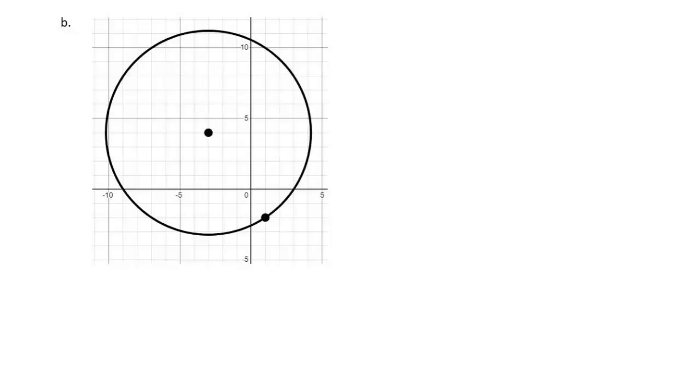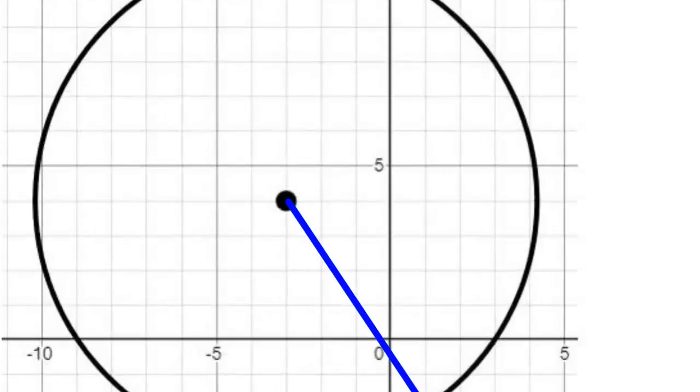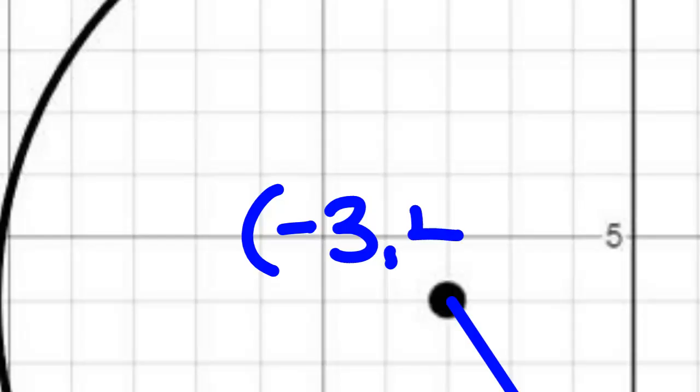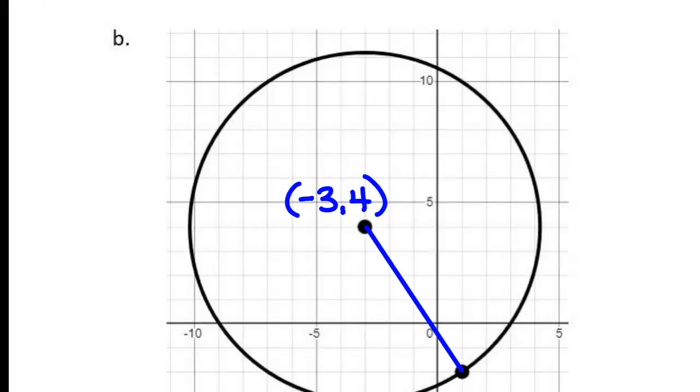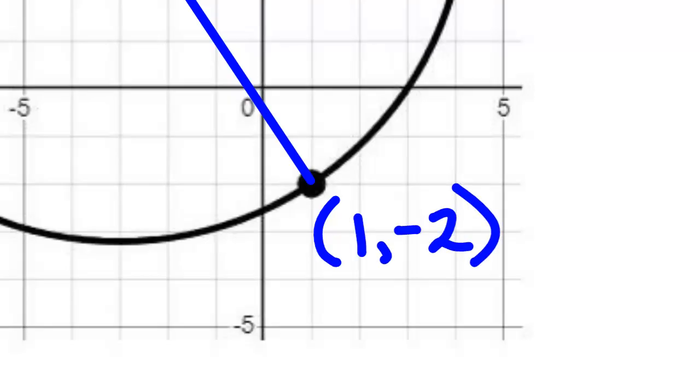So before we can figure out the length of the radius, the distance from the center to this point on the edge, we're going to need some ordered pairs for the center and for the point on the edge. What's the ordered pair for the center? -3, 4. And what's the ordered pair for the point that's on the edge of the circle? 1, -2. Love it.